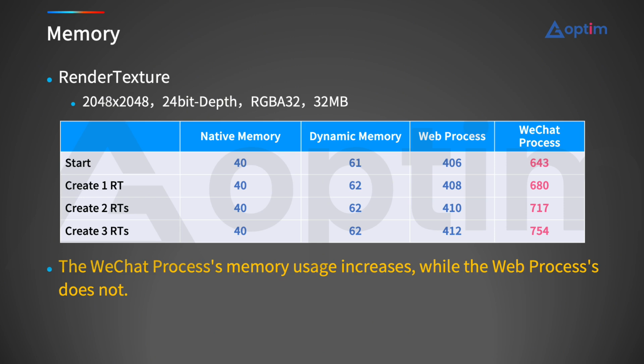The memory increase had almost no impact on the web process. Instead, the growth was concentrated in the WeChat process. Each render texture increased memory usage by roughly 37 MB, but it did not contribute to minigame crashes. This suggests that render texture memory, at least under these conditions, does not significantly affect overall stability. That result was somewhat unexpected.